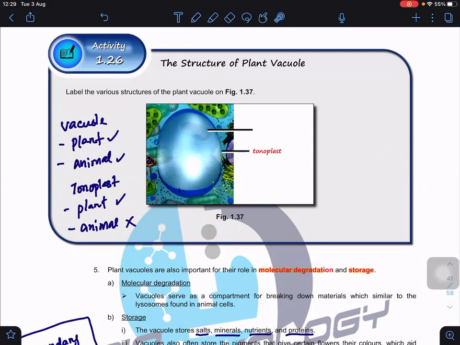Okay, the membrane of the plant vacuole. So the chemical inside the vacuole is known as the cell sap, where they store the nutrients, they store the glucose, they store the salt inside this cell sap.